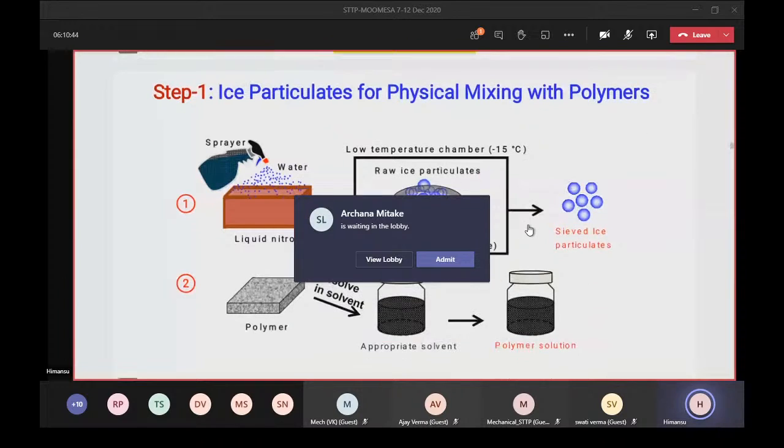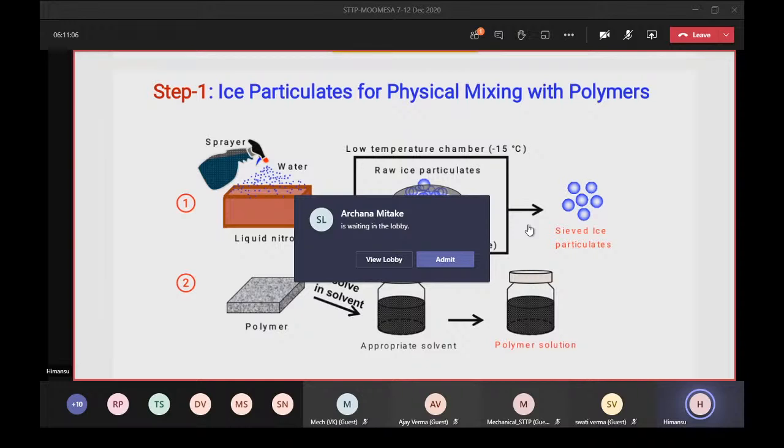That is called pre-prepared ice particulates. How do we prepare the ice particulate? The sprayers are commonly available in the market. So we take the sprayer, take the liquid nitrogen, and spray the water. Finally, you get a lot of ice particles inside this liquid nitrogen, because liquid nitrogen is at -196 degrees.